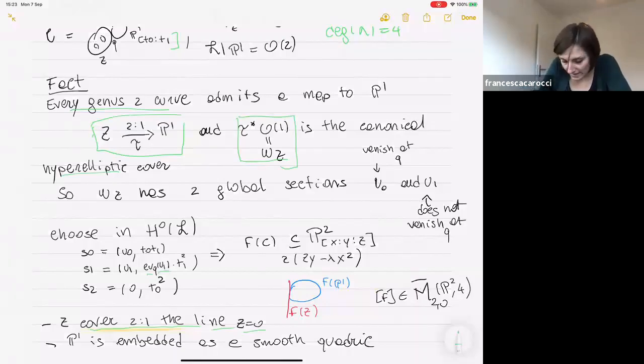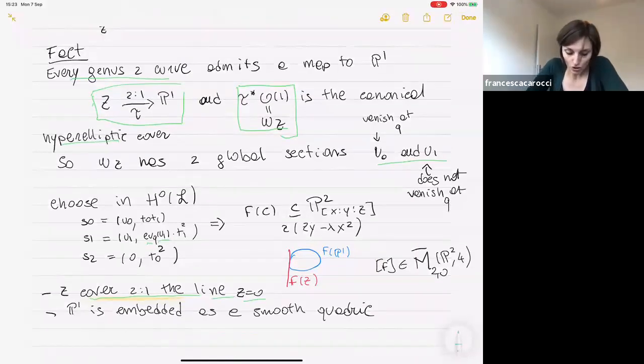And the existence of this map tells us that this omega_Z has 2 global sections, U0 and U1, and we can choose them in such a way that U0 vanishes at the node Q and U1 instead doesn't. Then let's take a section of H0(L), which once again are the sections which glue these 3.